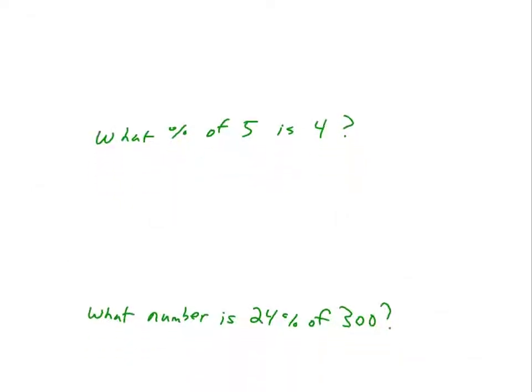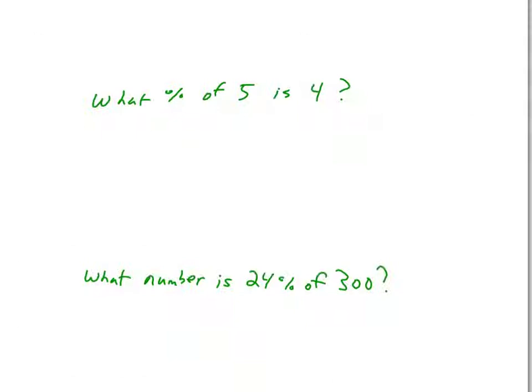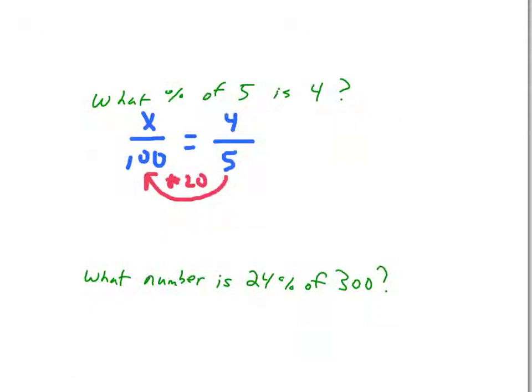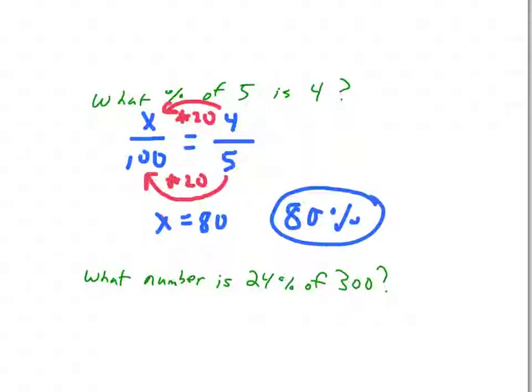All right, now let's go to the next page. So let's talk about what percent of 5 is 4. We'll do that same thing. When I say what percent, I'm again going to say x over 100 as 4 out of 5. And here I do have an obvious multiplier, so times 20, times 20. So x equals 80, so 80%. Make sure we express it as a percent.